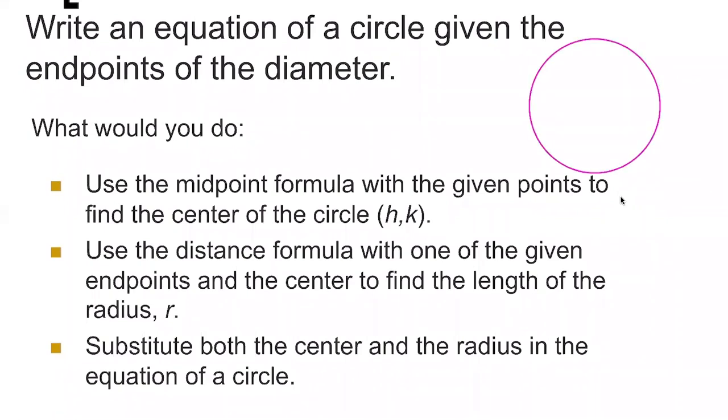So if they give you a circle and then they give you 2 points on that circle, a point here and a point here, and they are on a diameter. If you remember, a diameter goes all the way across the circle and goes through the center. So we're going to call this point (a, b), and we're going to call this point (c, d).